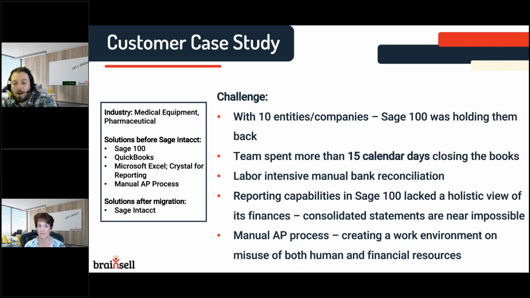All right, so before we get into the demo, I did want to talk about one of our customers who made the switch from Sage 100 to Sage Intacct. So some of the pain points and challenges that they were seeing on Sage 100, like I had mentioned on the last slide, they had 10 entities or companies in Sage 100. So that was holding them back. They had to switch in and out, and consolidations were a challenge. The team spent more than 15 calendar days closing the books each month. Bank reconciliation was manual and labor intensive, and the reporting lacked the holistic view of the finances, because creating consolidated statements, maybe you can do it, but a lot of times it's nearly impossible. And then the manual AP process just really kept everybody frustrated.